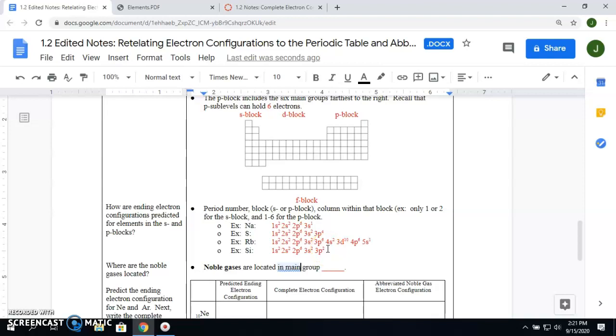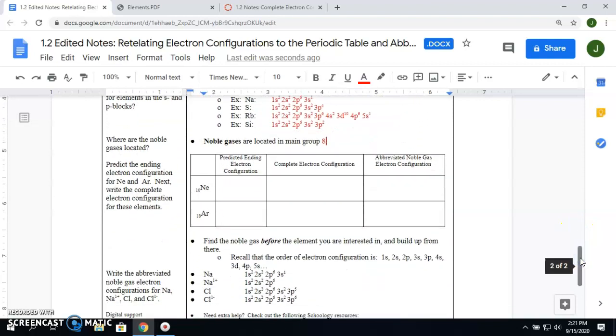Okay, now we're going to move on to the heart of this lesson, which is about noble gases. So noble gases are the elements that are located in main group 8. And we already talked about the fact that they're located in main group 8 on the previous page. Remember, since they're in main group 8, they're all going to have 8 valence electrons, so they've got a stable octet of 8 valence electrons, and that's going to be important to us in just a minute.